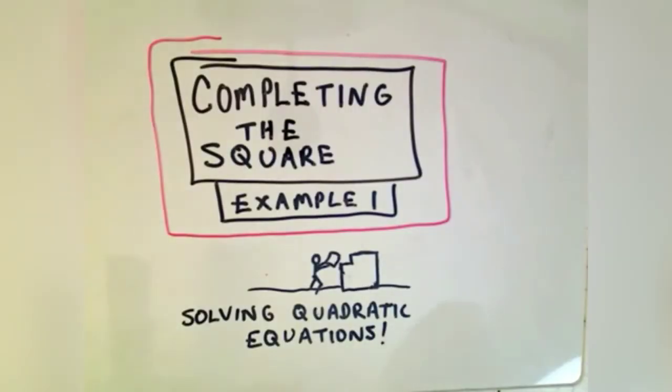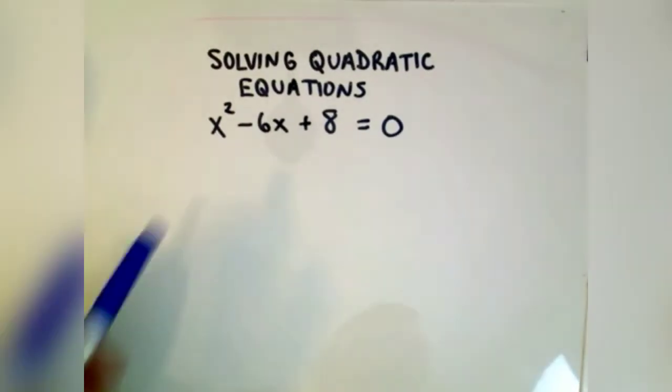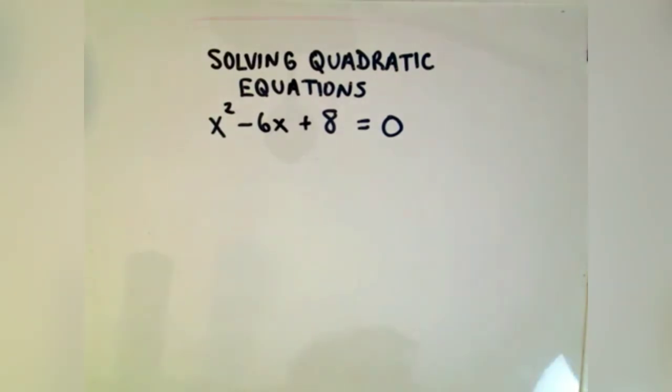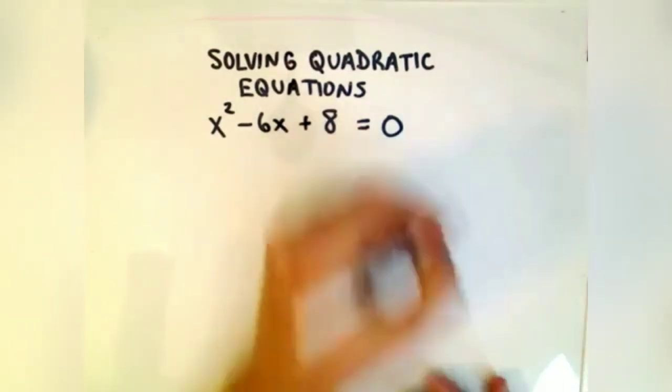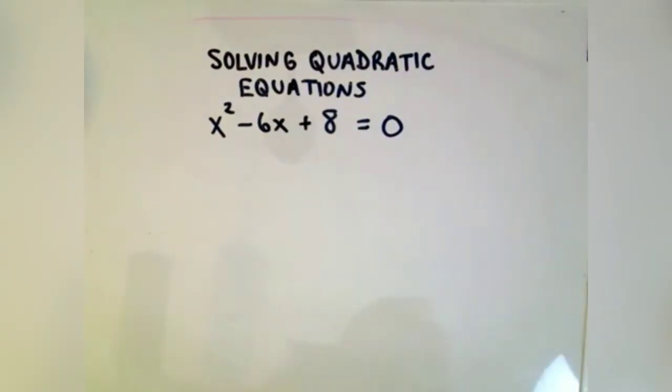Okay, in this video I want to talk about completing the square, and I'm going to complete the square and solve a quadratic equation, and this will be the first of two examples. This one will be a little easier. So here we're going to solve the quadratic equation x squared minus 6x plus 8, and you could definitely factor this one without too much trouble, but I want to talk about understanding the procedure here. So let's do it the longer way.